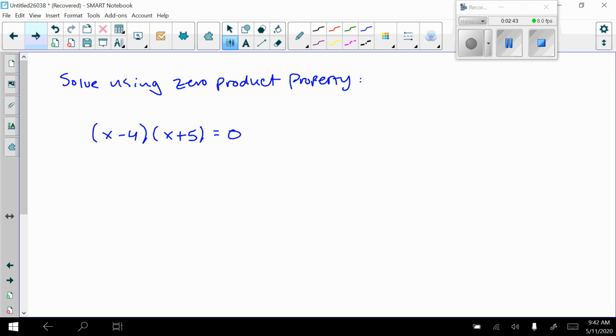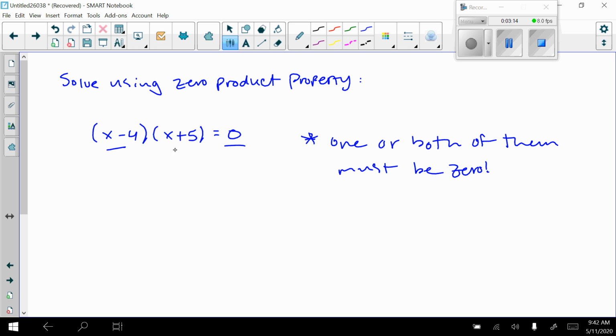So let's say you're given a problem that looks like this: x minus 4 times x plus 5 equals 0. And I ask you to solve using the zero product property. Well, since these two things multiplied together equals 0, remember that means one or both of them must be 0. That has to be true.